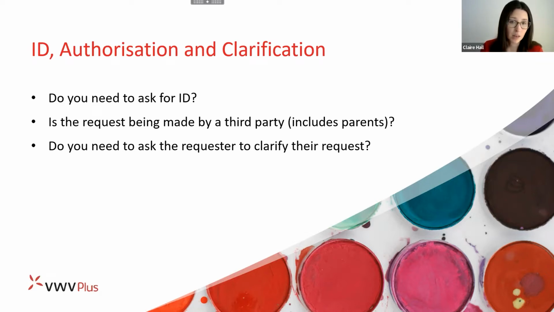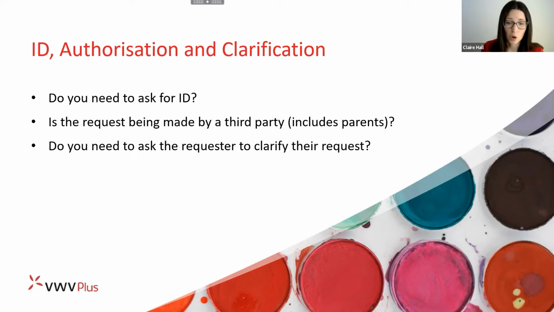So if a parent does make a request on behalf of their child, you do need to think about whether you need to seek authorization from that child. As I said, the age of 12 is a good starting point there. And then the third point on this slide relates to where you receive a very large or a broad subject access request. So someone saying, I want all of the personal data that you hold about me, and they've been an employee for the last 10 years, or they've been a pupil for the last 5 years, that kind of thing.